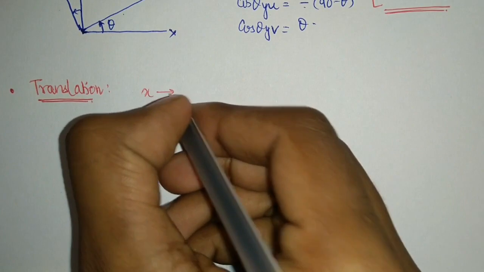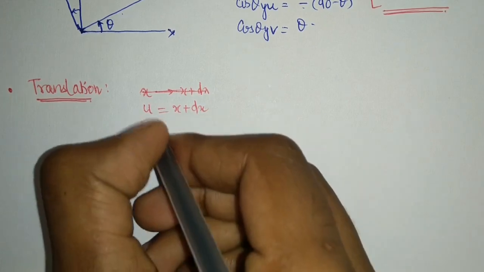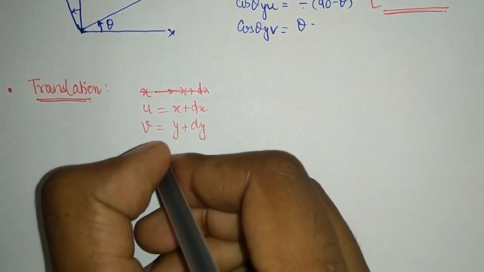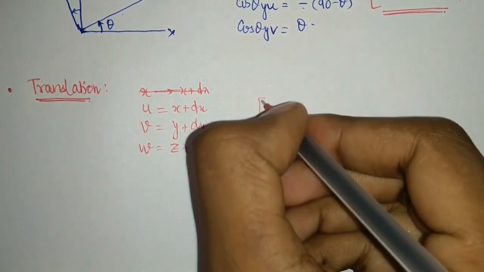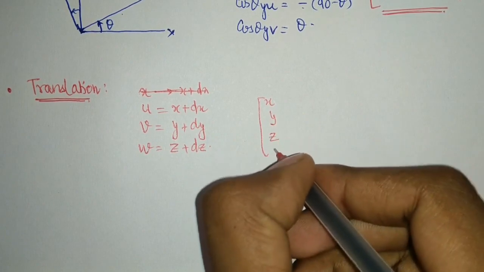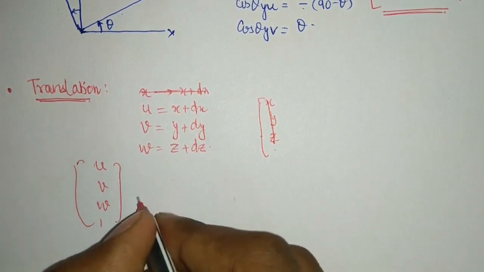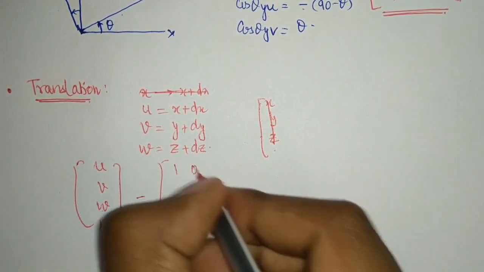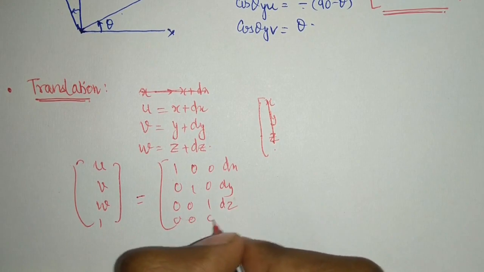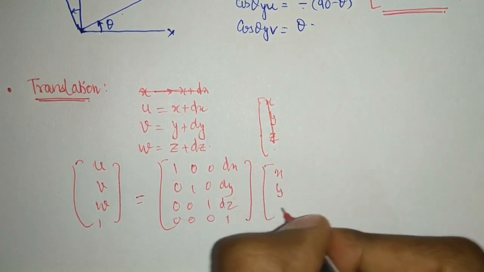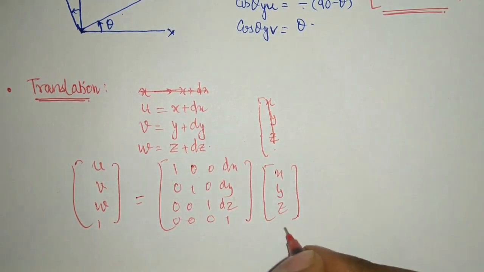Translation: what we used to do, x will convert into x plus dx, or rather I will say u is equal to x plus dx, right? v is equal to y plus dy, and the w coordinate will become z plus dz. And if I want to represent that in terms of a matrix, then u, v, w will become 1 0 0 dx, 0 1 0 dy, 0 0 1 dz, and 0 0 0 1, into x, y, and z, and 1, right?